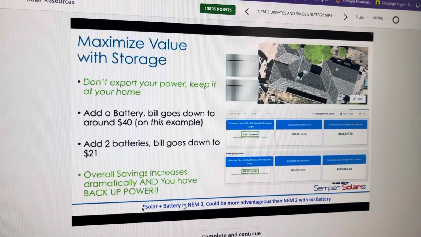Interesting little note here. Someone in NEM 3 who has solar and a properly sized battery system might be in a better position than somebody under NEM 2 with no battery. Maybe they're okay today. They had an oversized system to protect them from peak rates, but what's going to happen to those peak rates? They're going to go from 60 to 70 to 80, 90, $1 a kilowatt hour and higher. That's the reality. And when that happens, they're not protected anymore. They're still vulnerable to those increases.